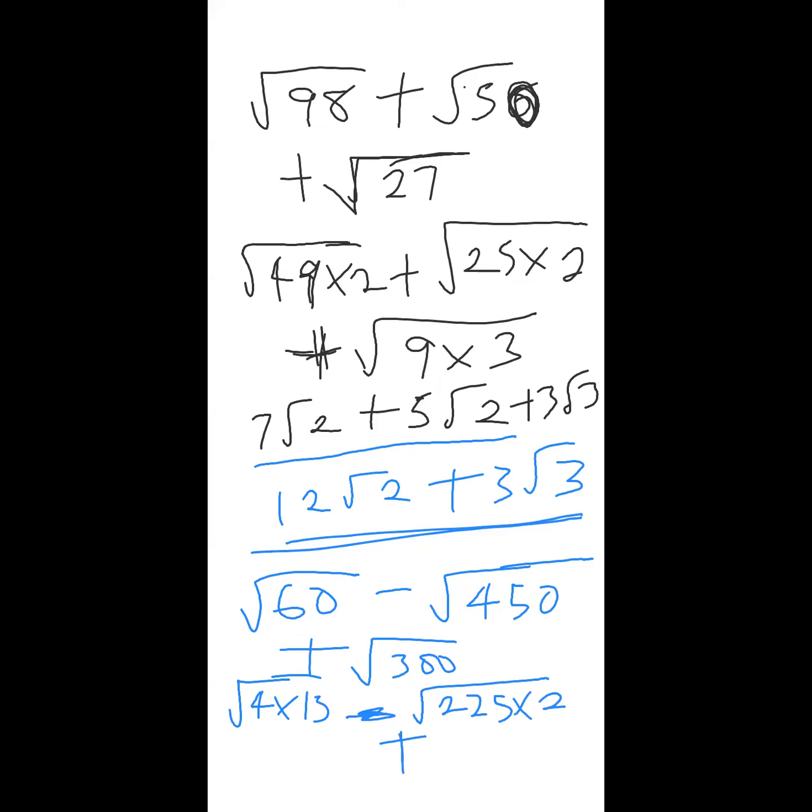square root of 300, that is 100 times 3. Yeah. So I'm going to write this on the next board. Let me repeat it. 4 times 15, 225 times 2, and then 100 times 3. So that is what I have.